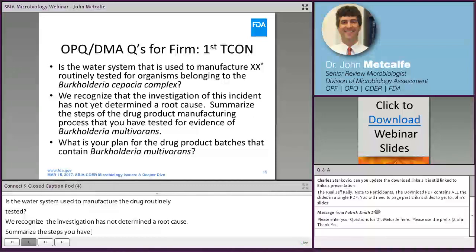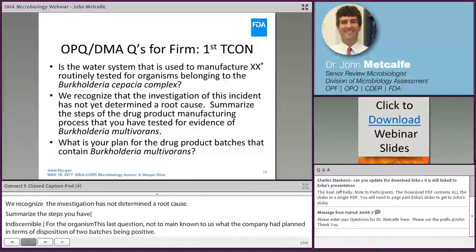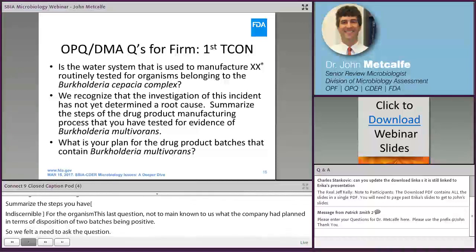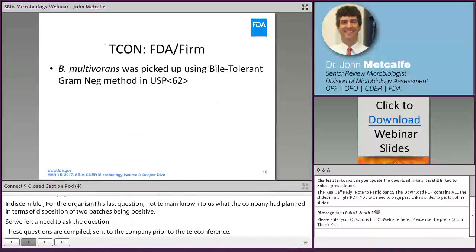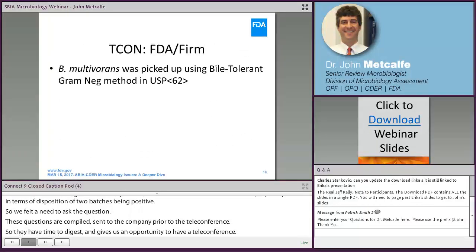So these questions are compiled. They're sent to the company prior to the teleconference, so the company has some time to digest, and it gives us an opportunity to have a fruitful teleconference. And then let's discuss the bullet points in terms of what we learned during that teleconference. So this is the TCON between the company and FDA.